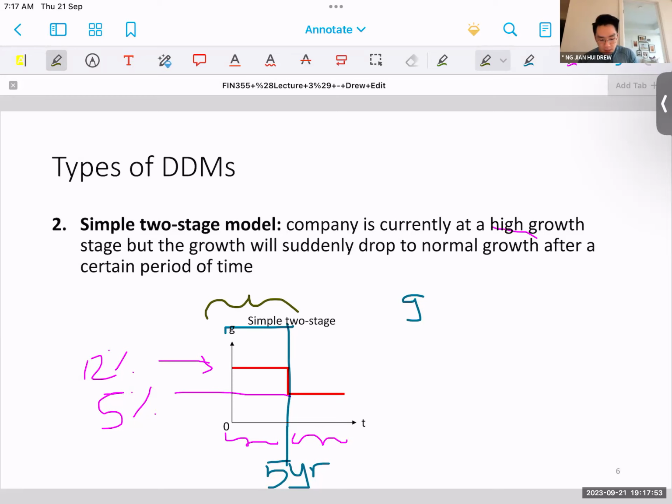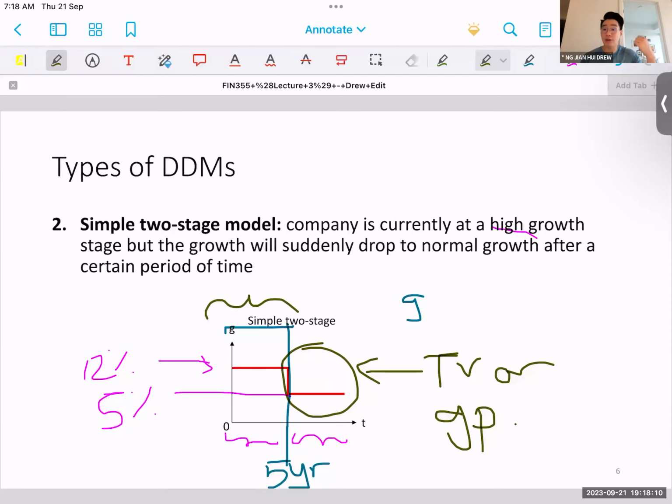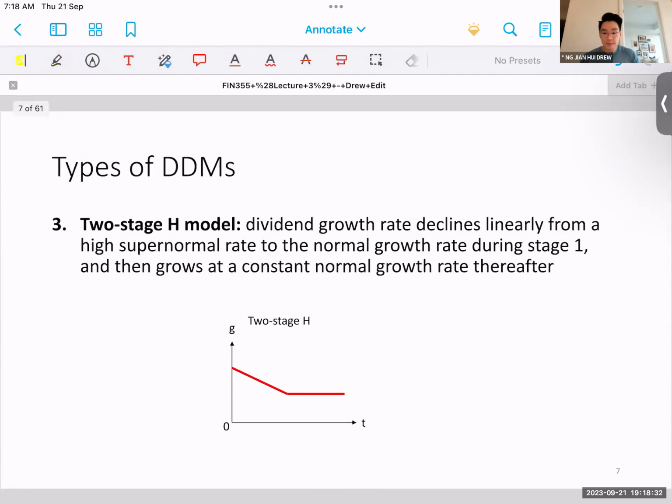Now, the second component is your terminal value, which in this case is your growing perpetuity. So let me put GP, growing perpetuity, here. Going back to your stable growth, it's just a growing perpetuity. So there are 2 components: the sum of PV or growing annuity, plus your perpetuity. You can see there are 2 different formulas here. So this is a simple 2-stage model.